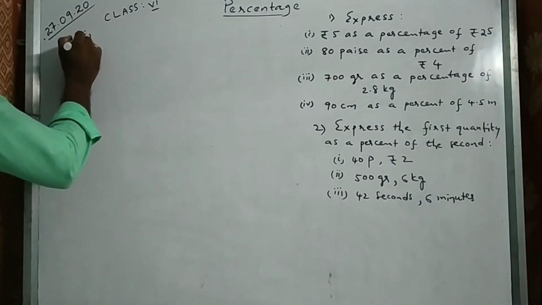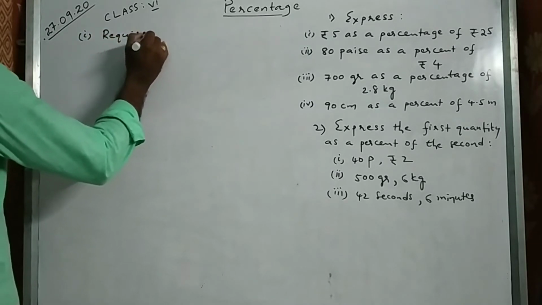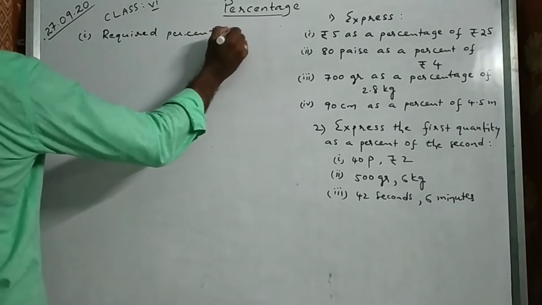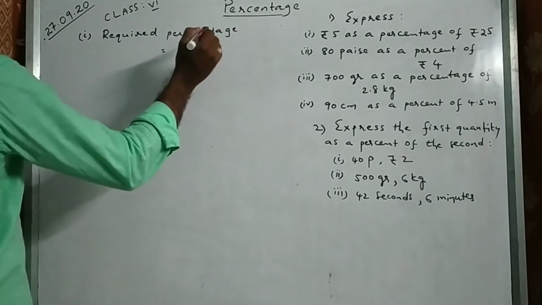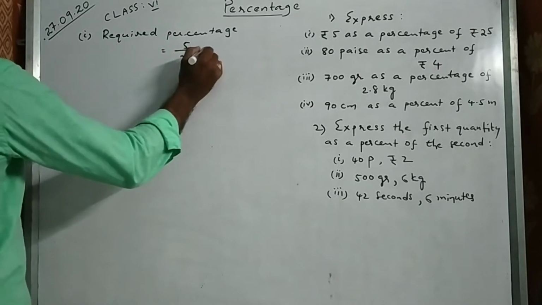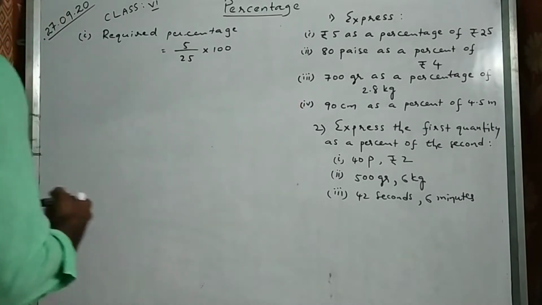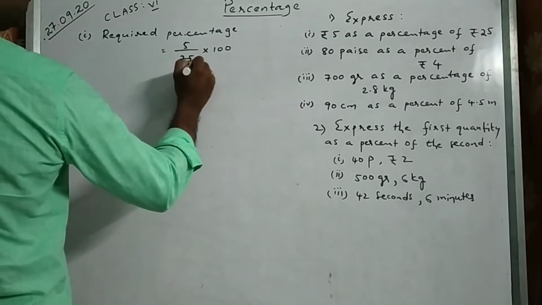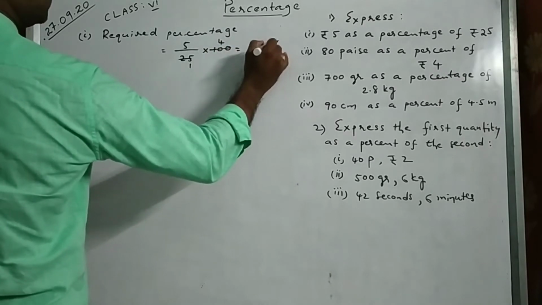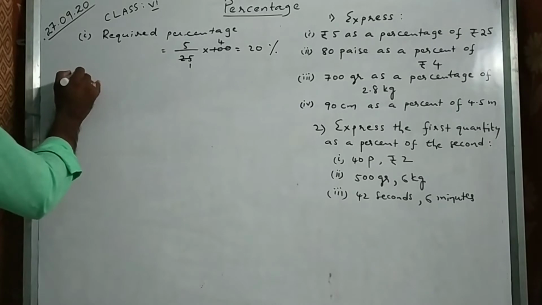First question. Required percentage equal to rupees 5 by rupees 25 into 100. Simple. First quantity by second quantity into 100. 25 ones, 25 fours. So 5 fours are 20. Keep percentage simple.